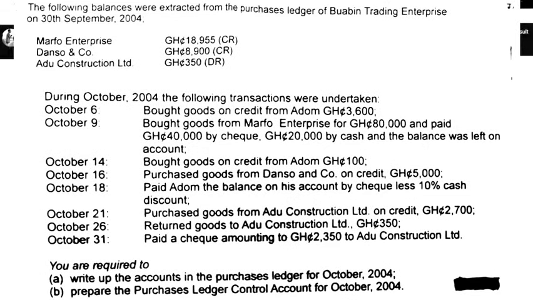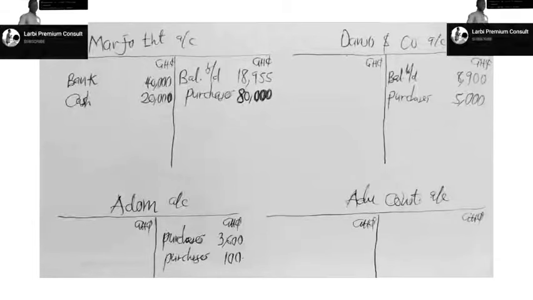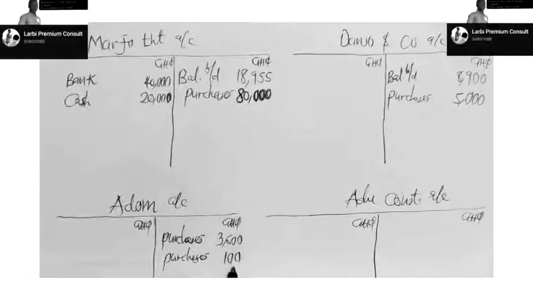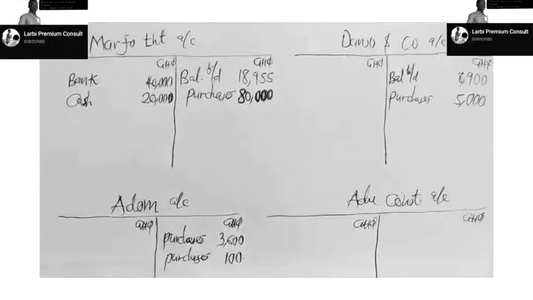Then let's see whether we have any other information for Adam again. Okay, let's check October 18. We have paid Adam the balance on his account by check less 10% cash discount. So now let's see the total amount standing in Adam's account. We have 3,600 and then 100. So the total is 3,700. So we are paying all the amount that exists in Adam's account with check.